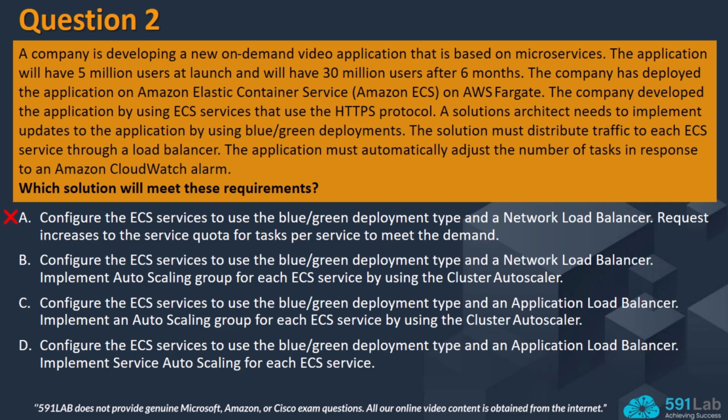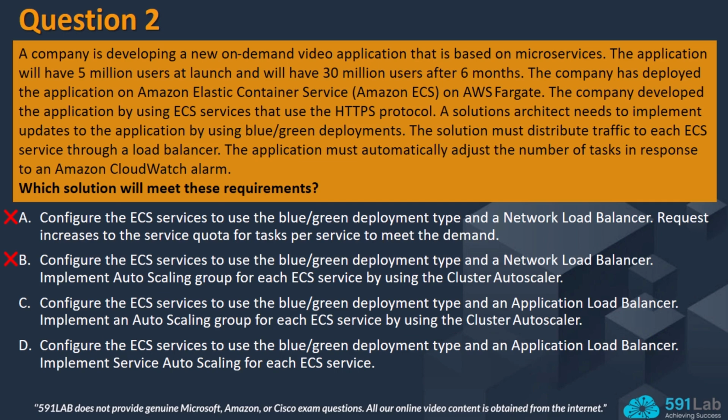Option B. Configure the ECS service to use the blue-green deployment type and a network load balancer. Implement an Auto Scaling group for each ECS service by using the cluster autoscaler. This option involves blue-green deployment and utilizing a network load balancer, but it suggests using an Auto Scaling group with the cluster autoscaler. However, the cluster autoscaler primarily scales EC2 instances rather than individual ECS services. This is also not the correct answer.